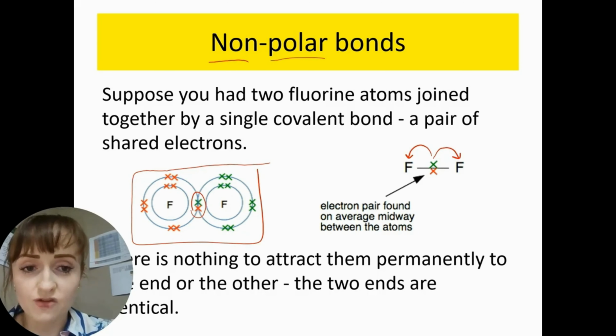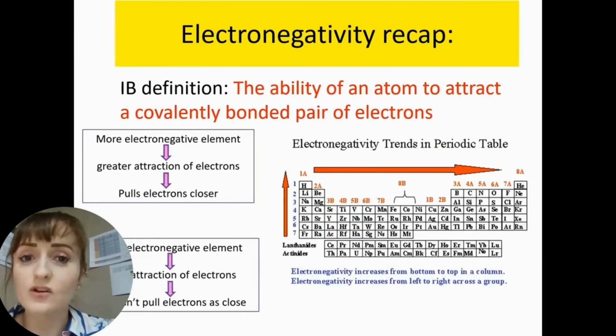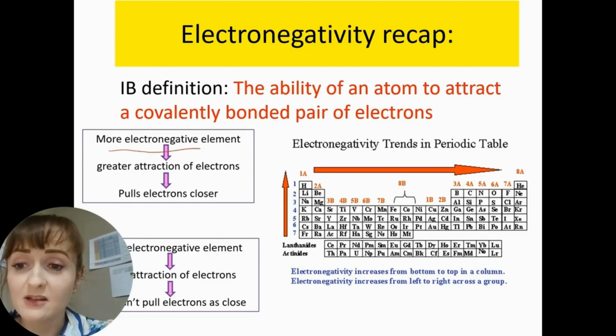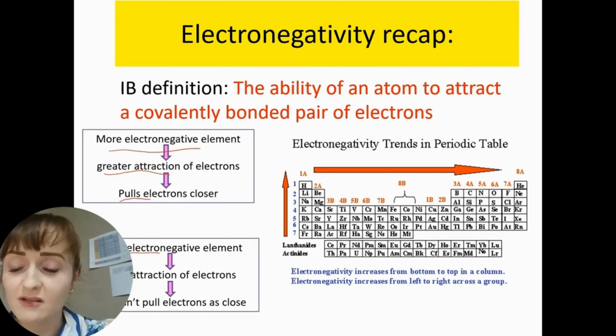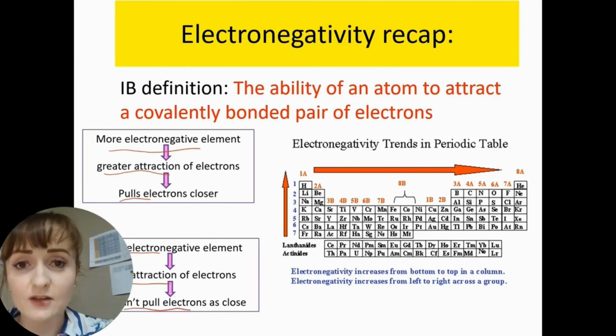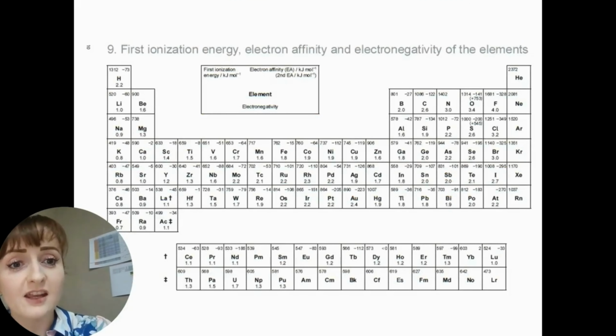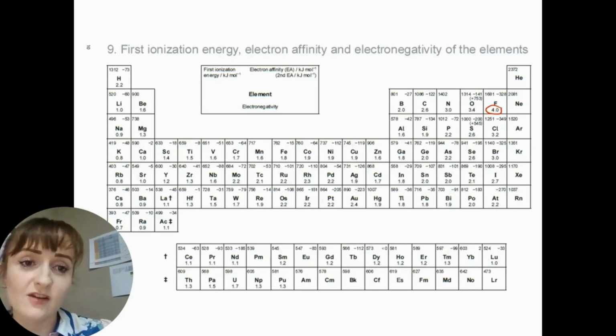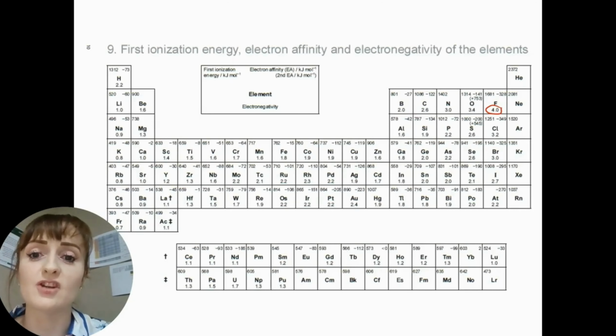The measure of that attraction to the nuclei is called electronegativity. This is simply the ability of an atom to attract a covalently bonded pair of electrons. If you have a more electronegative element, that means that it will have a greater attraction for those electrons and pull them closer. If you have a less electronegative element, that means there will be less attraction for the electrons, and so it will not pull those electrons as close. You can find the values for electronegativity in Table 9 of the data booklet. They're the value underneath the symbol for each element.